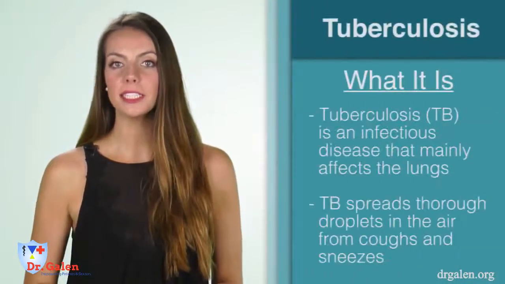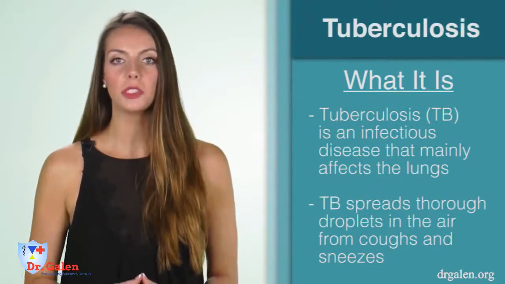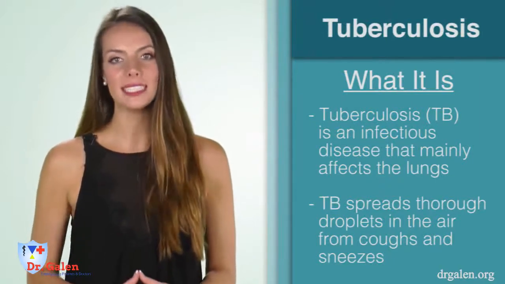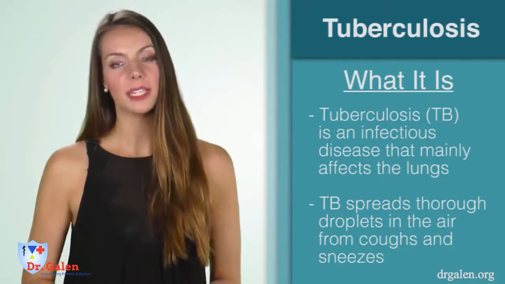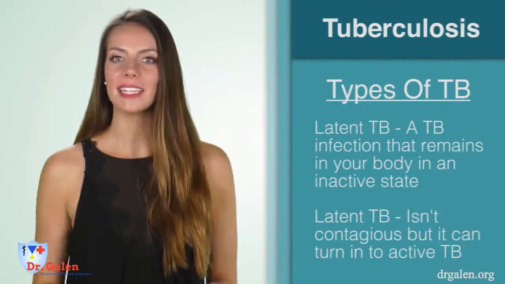Tuberculosis, or TB, is a potentially serious bacterial infection that mainly affects the lungs. TB spreads through droplets in the air from coughs and sneezes. Many strains of TB are drug-resistant. There are two types of TB, latent and active.